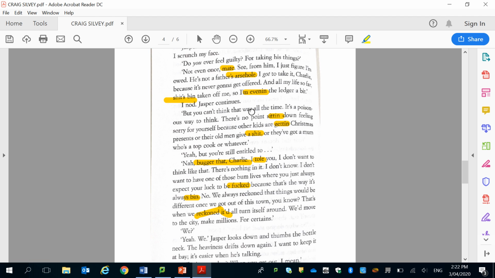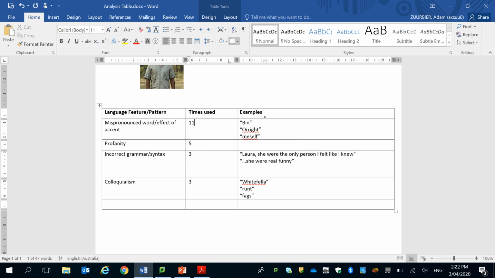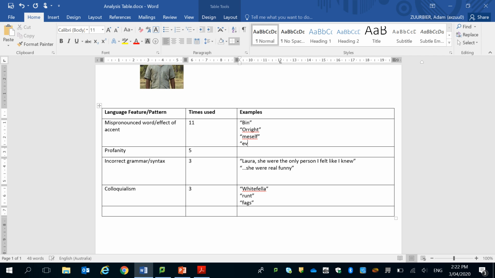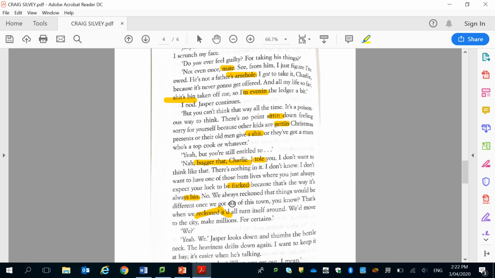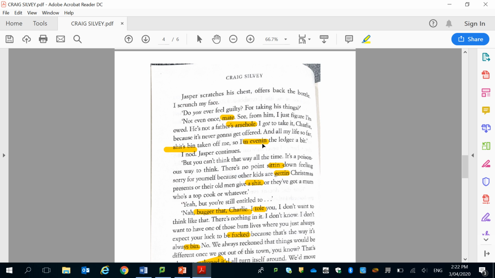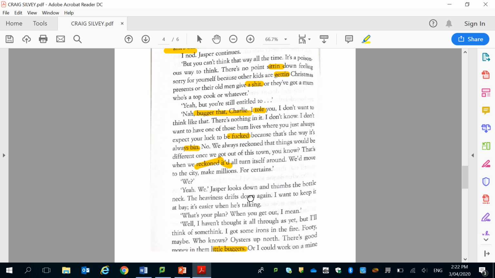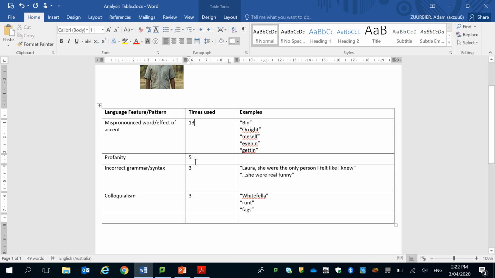What have we got? It is evening and getting. Okay, so 11, evening and getting. Okay, so it takes it up to 13. Profanity, how many of those do we have on the page? 1, 2, 2 more examples of profanity on here, so that brings it up to 7.